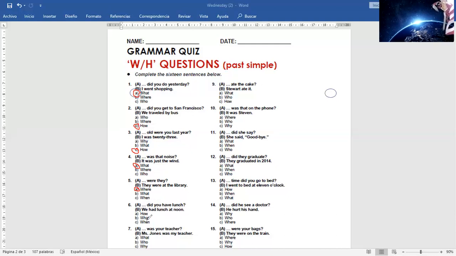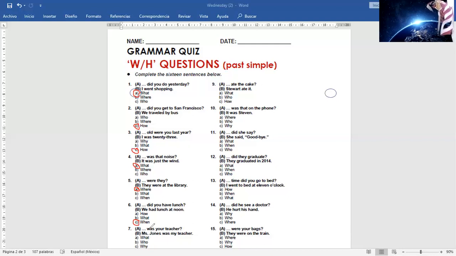Number six: how, what, or when did you have lunch? We had lunch at noon. So it's when. Number six is when. Okay, when did you have lunch? ¿Cuándo almorzaron? We had lunch at noon. Almorzamos al mediodía.